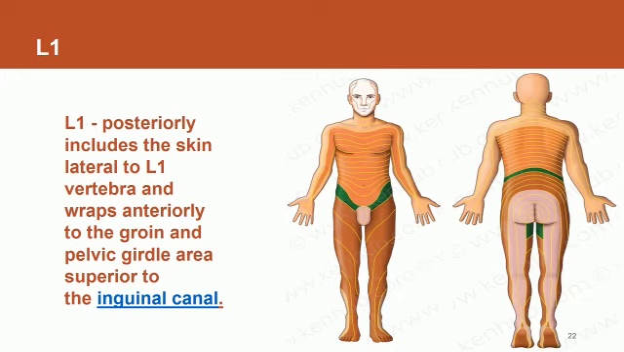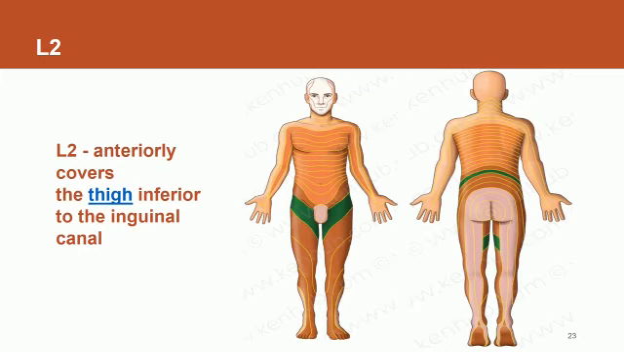So, let's discuss the dermatomes of the lower limb. L1 posteriorly includes the skin lateral to the L1 vertebra and wraps anteriorly to the groin and pelvic girdle area superior to the inguinal canal.